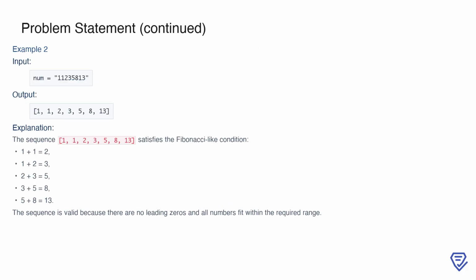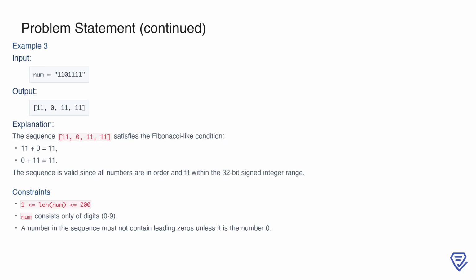Here's another example to illustrate the problem. Consider the input string 11235813. We can split this into the sequence 1, 1, 2, 3, 5, 8, 13. This sequence is valid because each number is the sum of the two preceding numbers. Specifically, 1 plus 1 equals 2, 1 plus 2 equals 3, 2 plus 3 equals 5, and so on. There are no leading zeros in any of the numbers, and all of them fit within the 32-bit integer range. Since the sequence satisfies all required conditions, the output is 1, 1, 2, 3, 5, 8, 13.